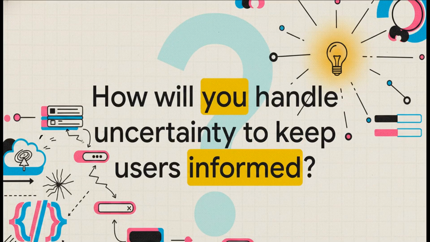Which leaves us with this final provocative thought to ponder. As developers, you now have the exact tools needed to banish those frustrating blank screens forever. So how will you handle uncertainty in your next build to keep your users fully informed? I highly challenge you to apply these patterns and build deeply reliable communicative apps.